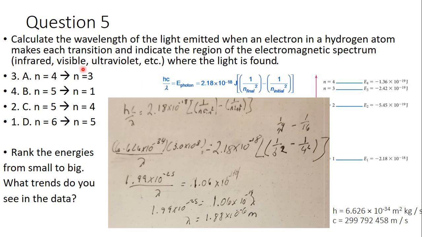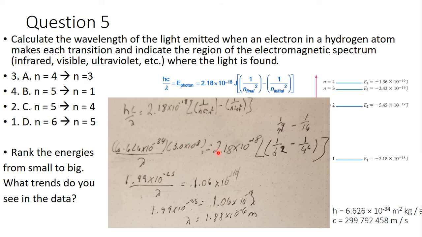So what I did here is write out the math for question 5a. Our equation is hc divided by lambda. Lambda is our wavelength, h is Planck's constant, and c is the speed of light. That equals 2.18 times 10 to the minus 18th, multiplied by 1 divided by n final squared, that's where we end up, minus 1 divided by n initial squared, that's where we started.